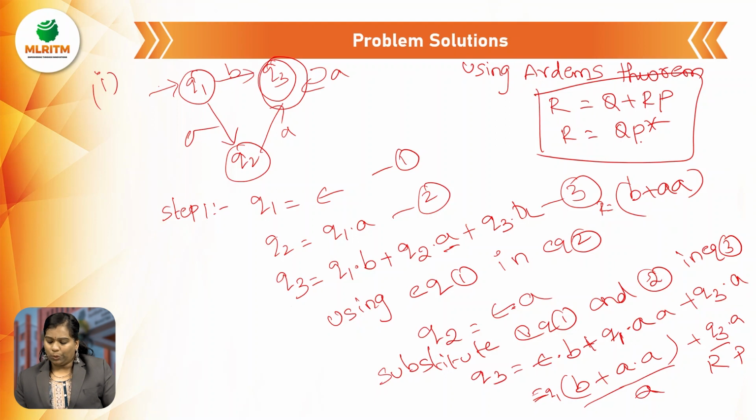R is equal to Q, Q is equal to B plus AA, P star is A star. This is the regular expression of this problem.